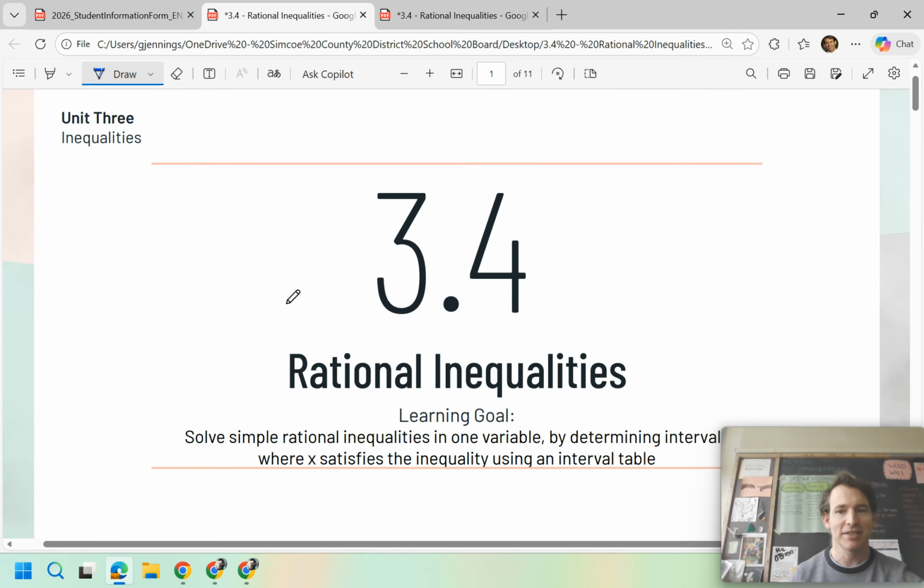It's Mr. Jennings. And today, as promised, this unit provides us a lot of opportunities to review old content. So today we review working with rational functions, and this time in the context of inequalities. This is some of the more challenging algebraic and graphing material we've looked at, and the examples in here talk about using algebra to solve them.